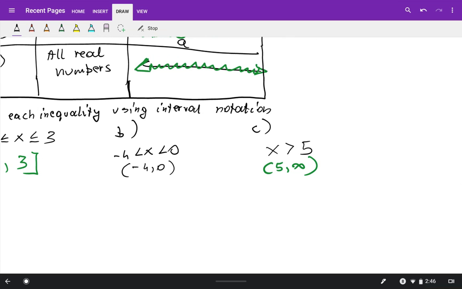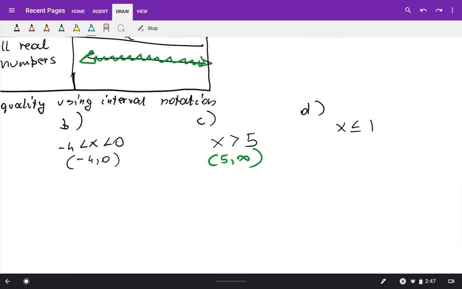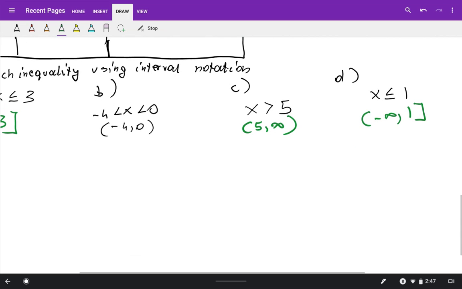And the last one, D, is x less than or equal to 1. So here we're talking about this inequality which matches with this interval, which is from negative infinity to a. In our case, it will be from negative infinity to 1 bracket. We have a bracket because we're including 1. When you have an inequality with an equal sign, that means you're always going to have a bracket. So that was practice.